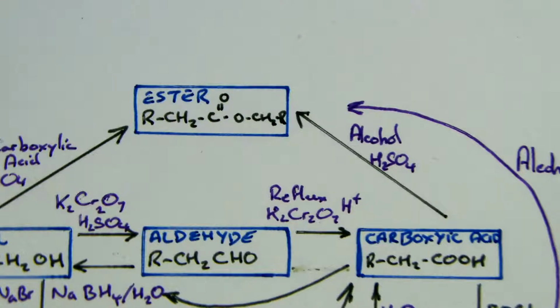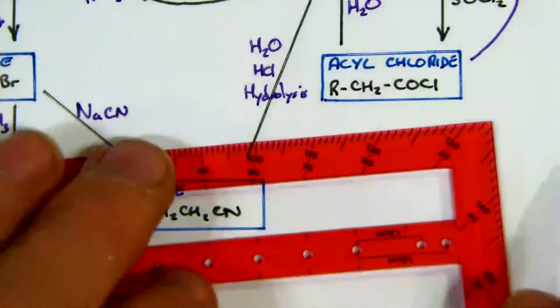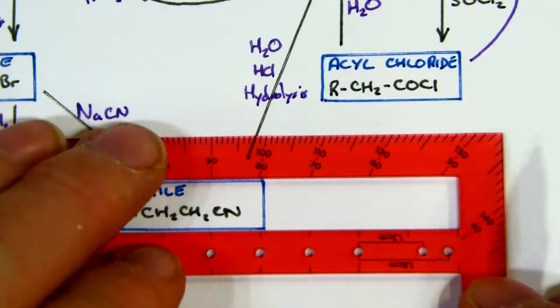Now, with the acyl chloride, I've got two options for what I can do here to make an amide. So let's see if I can do this one.